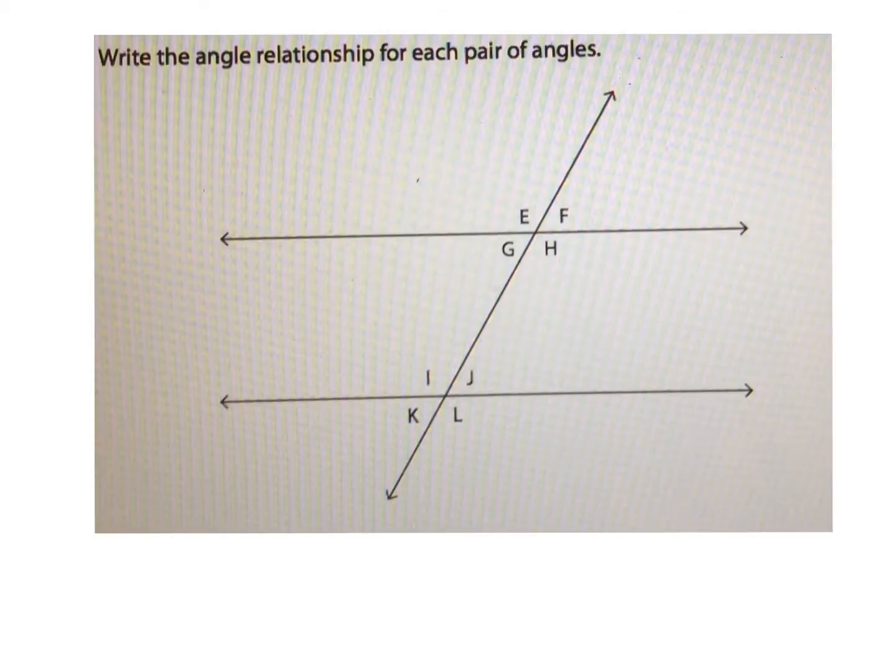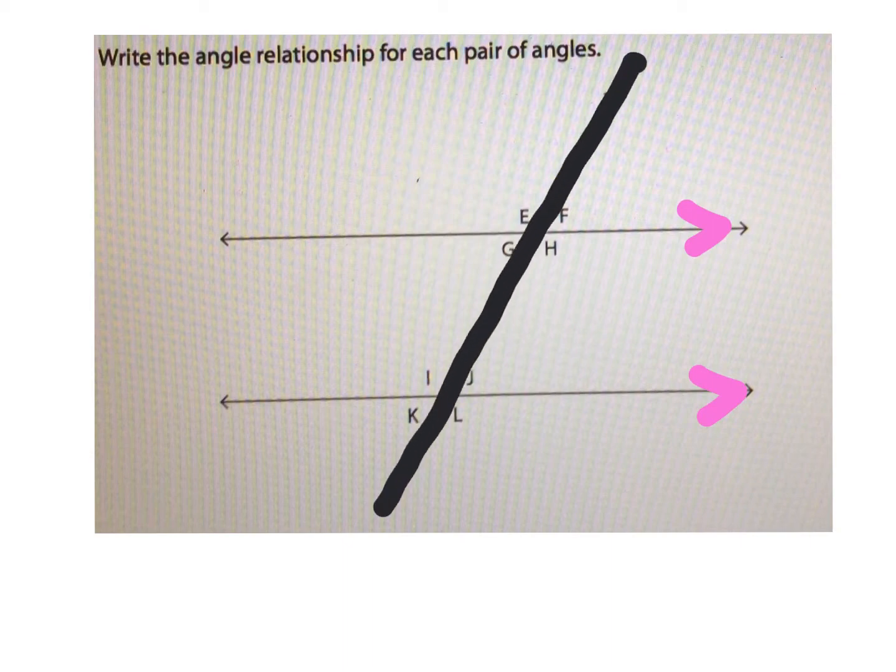All right, so in yesterday's video, we talked about supplementary angles and we talked about vertical angles. So in this pair of parallel lines, we have this line and this line being parallel, and they're cut by this third line that goes up through them, right here. Let's talk about vertical angles.